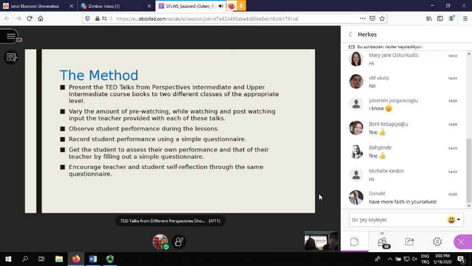Okay. So what we did is we prepared a questionnaire, and we provided different inputs: pre-watching, while watching, post-watching, and then we checked the outcome, we checked the reaction during the lessons. So we got the students to fill out questionnaires to give us their opinions as to both their performance, their ability to deal with the tasks, and to reflect on what both the teacher and the student might be able to do to improve their performance in these lessons.